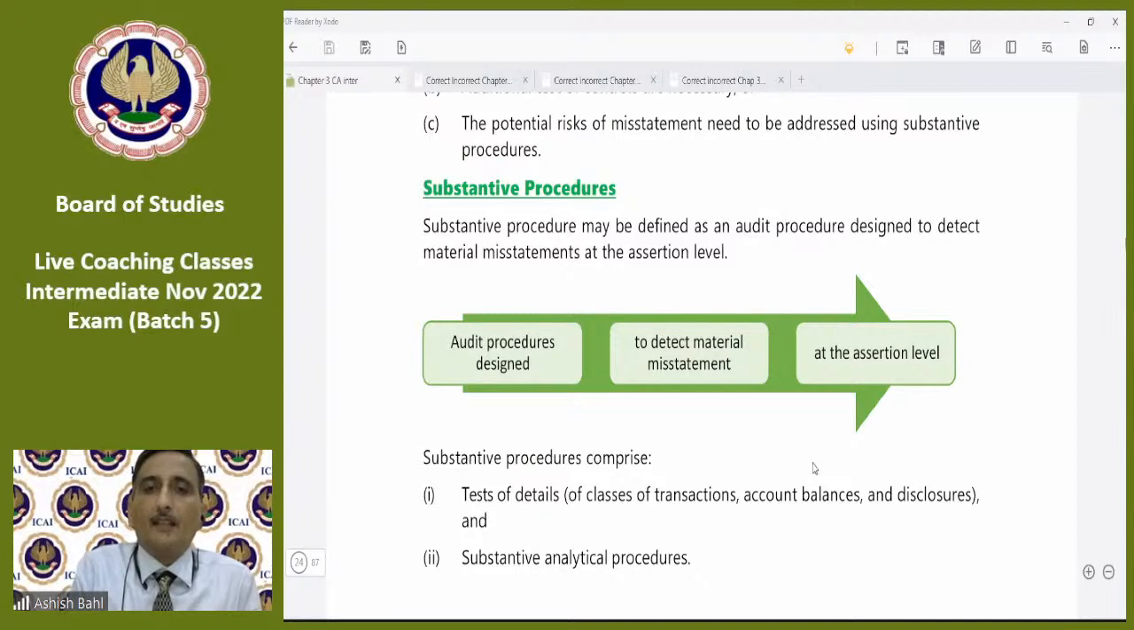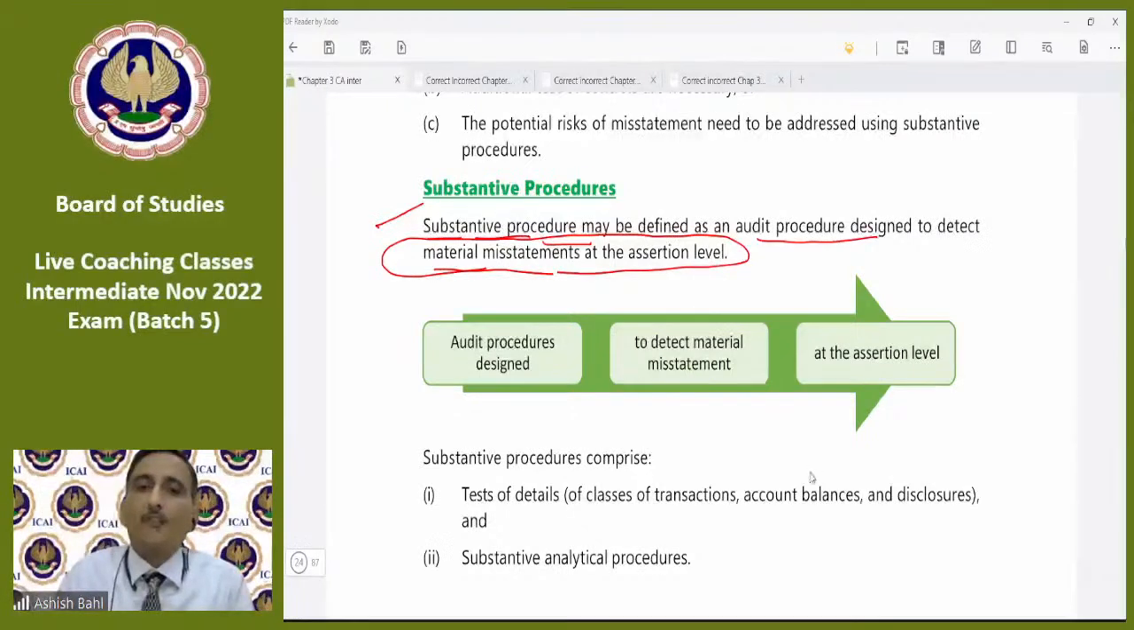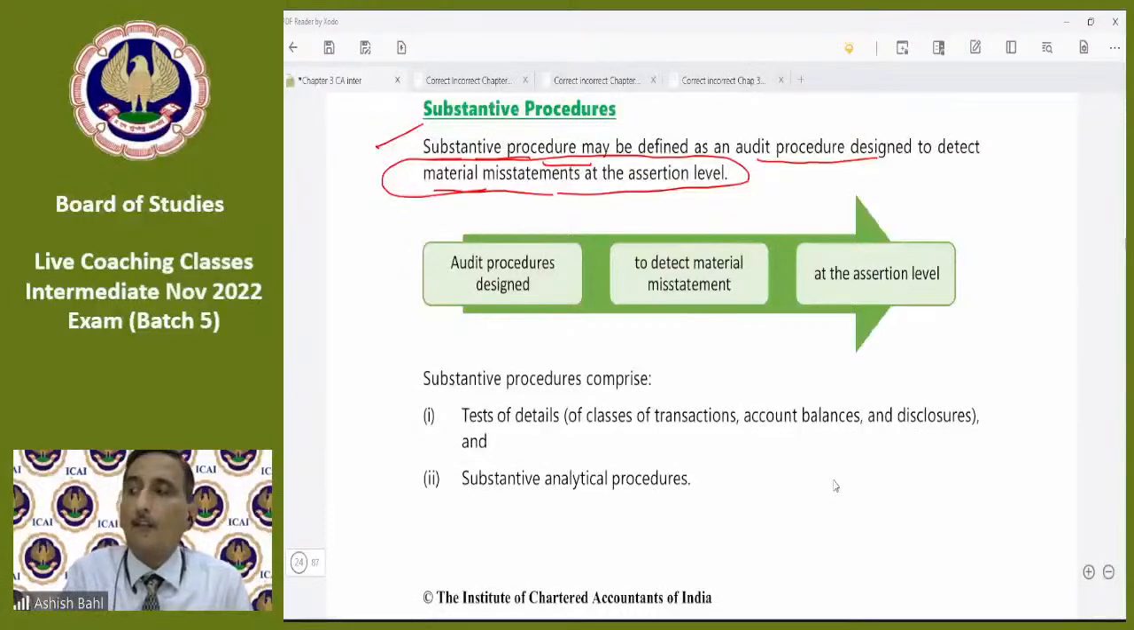Substantive procedures. Now, what is the definition? Substantive procedures are defined as audit procedures designed to detect material misstatements at the assertion level. So that is very important, the meaning. So guys, once you understand the meaning of a term, almost 60% of your work is done. Your understanding becomes clear. So substantive procedures comprise two things. What are these two things? These are tests of details and analytical procedures.